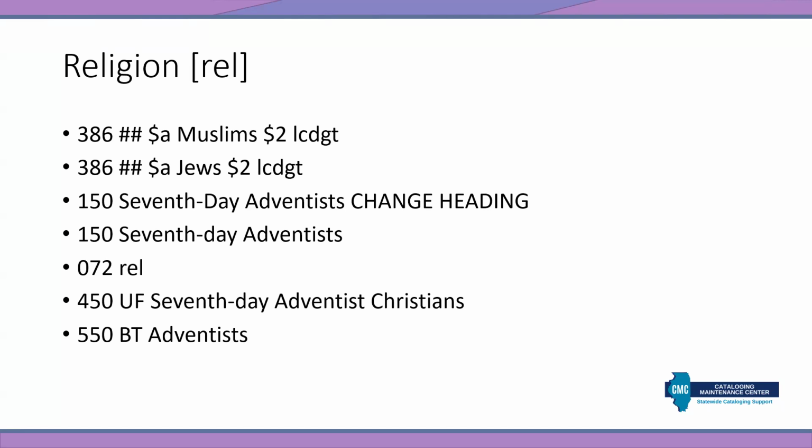The first two examples on the slide are from L555, MARC coding for creators in bibliographic and work authority records from the LCDGT manual. The third example, Seventh-day Adventists, is from the Library of Congress LCDGT approved monthly list, August 6, 2024. So we can see we have Muslims and Jews in subfield A for the first two 386s, and they both have the subfield 2 LCDGT. And then our third example with the 150 Seventh-day Adventists. So they're changing the heading to Seventh-day Adventists with the lowercase d in day. And then the 072 tells us this is in the religion category with the REL code. And then the 450 is your used for terms. So Seventh-day Adventist Christians, which you're not going to use, you're going to use the Seventh-day Adventists. And then a broader term of Adventist is in the 550 field.